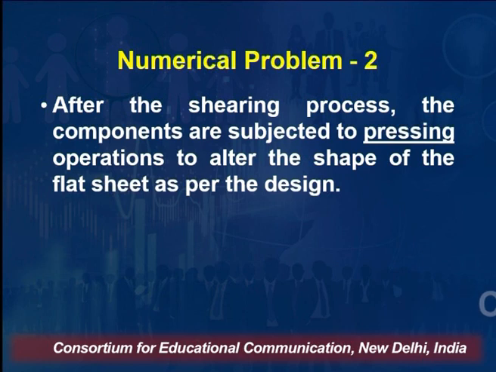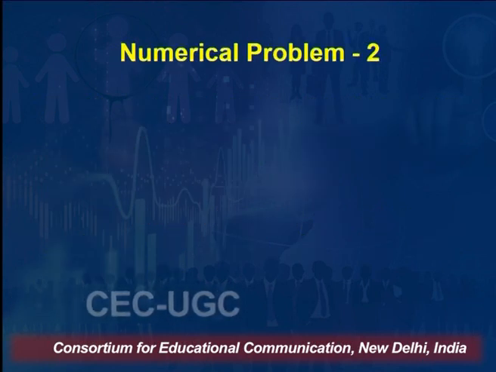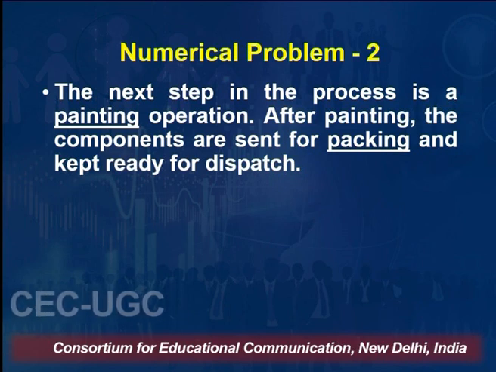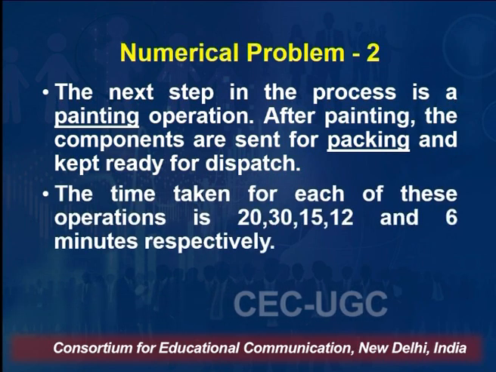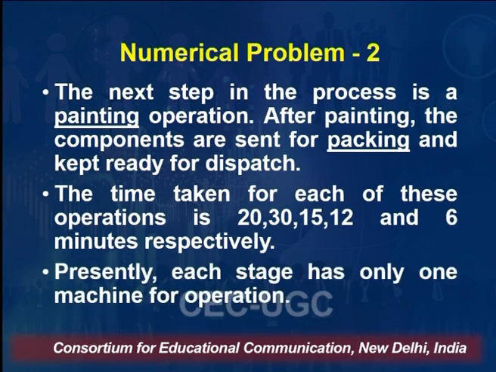After the shearing process, the components are subjected to pressing operations to alter the shape of the flat sheet as per the design. In the third stage of the process, welding is done to join the components. The next step is the painting operation. After painting, the components are sent for packing and kept ready for dispatch. The time taken for each of these operations is 20, 30, 15, 12 and 6 minutes respectively. Presently, each stage has only one machine for operation.